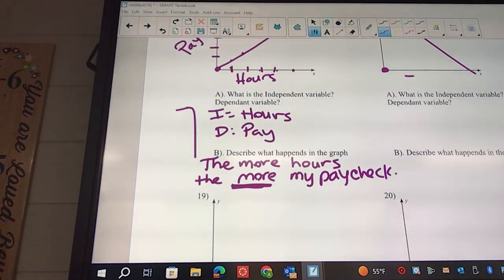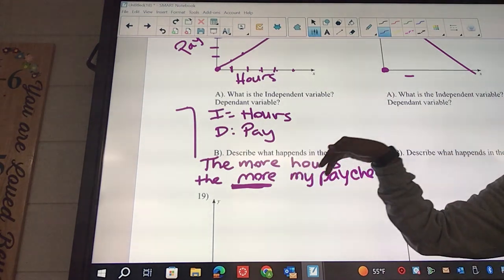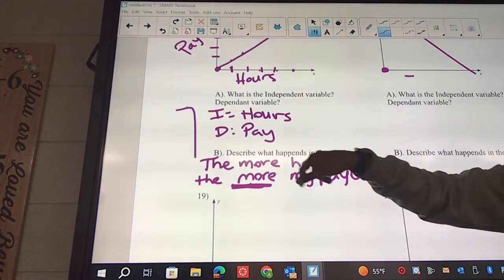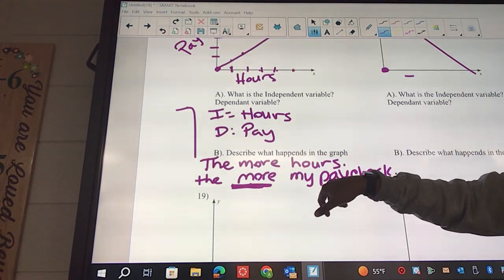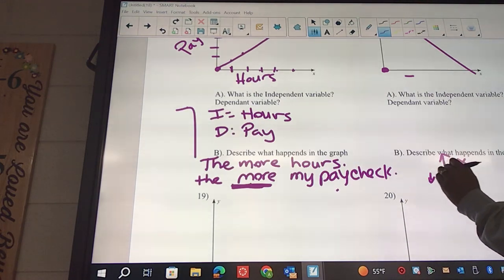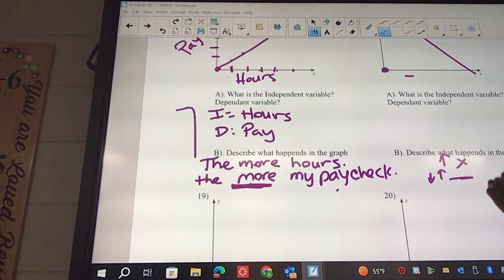Okay, and I'm not an English teacher. I don't care about your spelling. Okay, but this is the way all of your sentences should look. The more x-axis, okay, the more or less y-axis. Okay, it's always going to be the more x, and this one is an option, or the more x and y. Okay, more or less x and y.